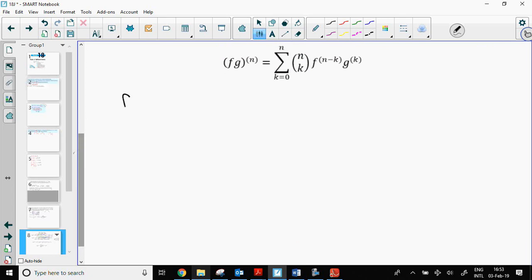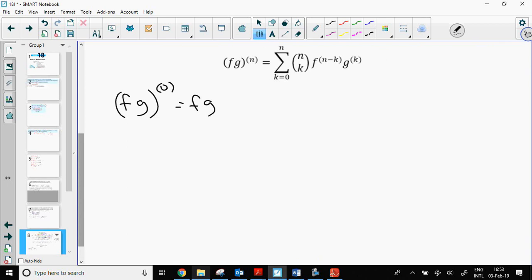So, well, first of all, let's try the first three, actually. What is the 0th derivative of f times g? Well, the 0th derivative means we're not taking the derivative. So this should just be f times g. Let's make sure that's what we get out of this formula.